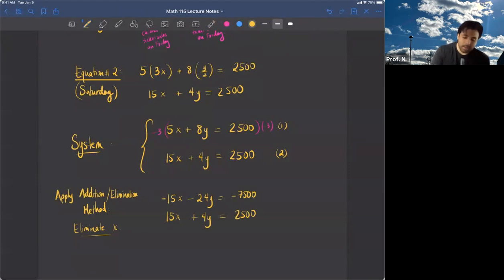Then I add, as the elimination method entails. Then I simplify or eliminate the x's and I'm left with negative 20y. And that equals negative 5,000. Divide by negative 20. Divide by negative 20. And what am I left with? I get that y equals what? Is it 250?